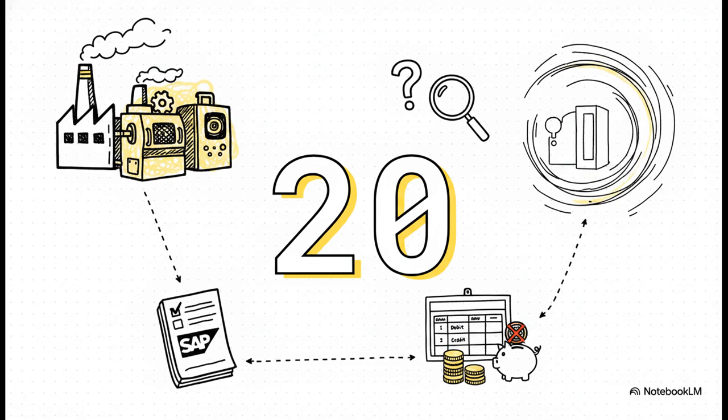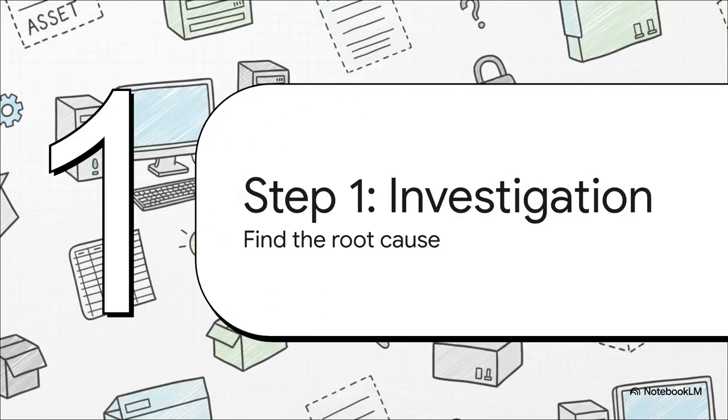And let's be clear, this is not some minor rounding error. This is a material discrepancy that is going to severely impact the balance sheet, your depreciation expenses, and definitely your audit readiness. So, step 1, investigation and verification, finding the root cause of the discrepancy.